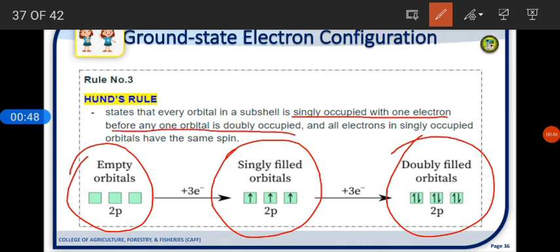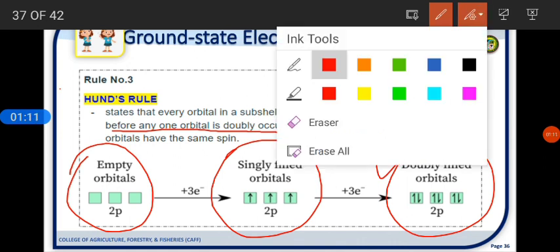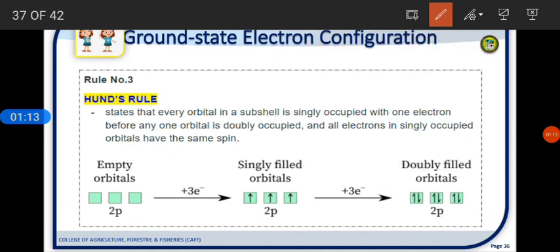So you have here your empty orbitals, right? And then Hund's rule would like you to plot the electrons one by one first for each orbital in the subshell. And then if there is a remaining electron, then that is the time that you will fill in, so that makes them doubly filled orbitals. Okay, so let me show you an example.